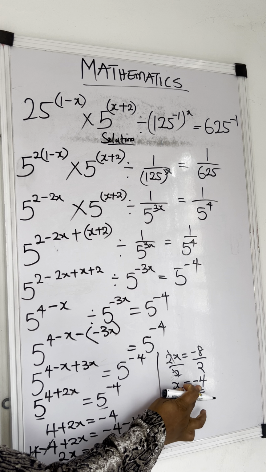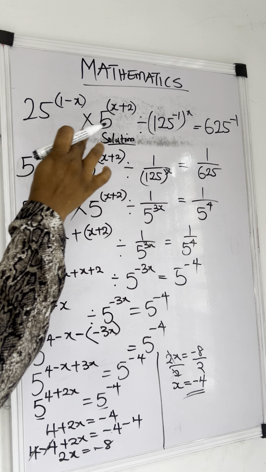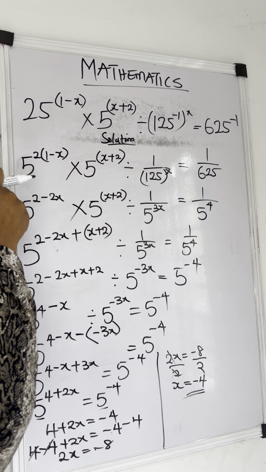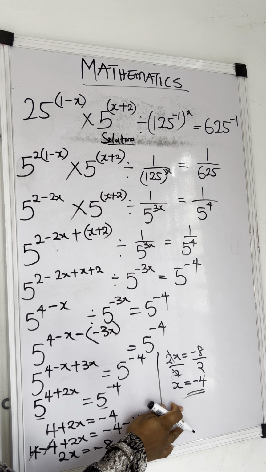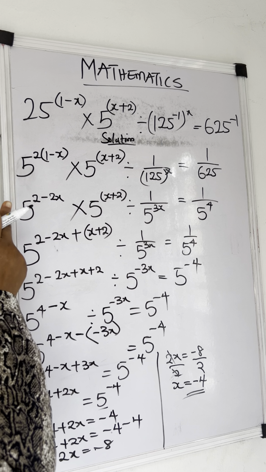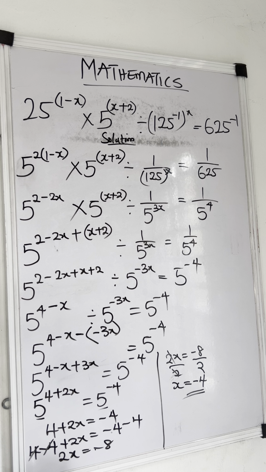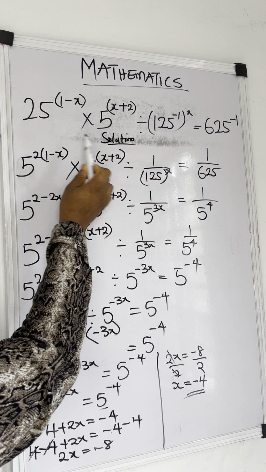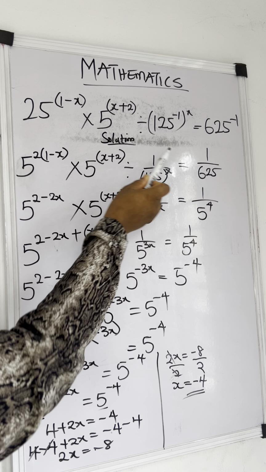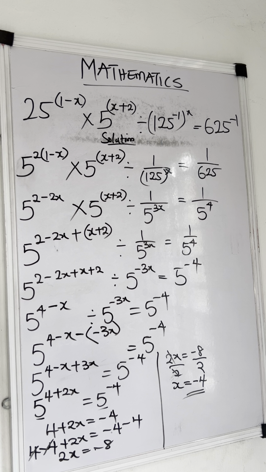So our answer is what? Minus 4. If you plug in this answer for x in this question here, we're going to get the same answer on the left hand side and the same answer on the right hand side. That shows that whenever you're solving a question and you get your answer, you can plug the answer you got into the original question, and that's when you find out if you're correct or not. So if you plug in this negative 4 to this question, you're going to get 625 raised to power minus 1, which is what we have on the other side of the question. Bye bye.